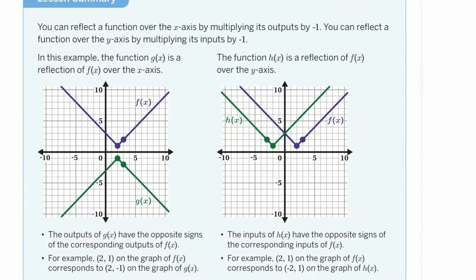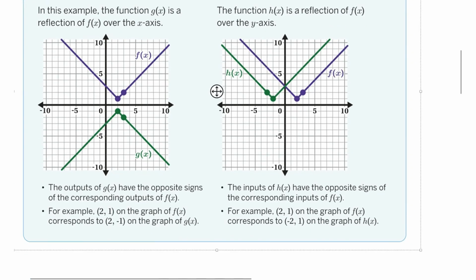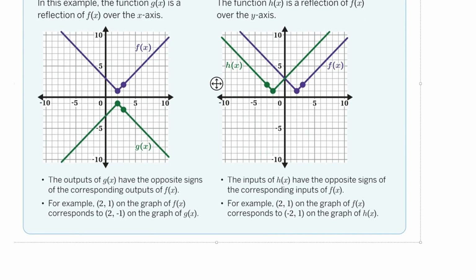It really focused on the same idea as lesson 6, except that lesson 6 was talking about translations. Now we're talking about reflections. So we can reflect functions over the x-axis by multiplying the outputs by -1, whereas if we reflect over the y-axis, we multiply the inputs by -1. So we have these two different situations here: reflection over the x-axis in the first one, reflection over the y-axis in the second one. And so we'll look at what the equations look like in this lesson practice and how we're going to write those as we go forward.